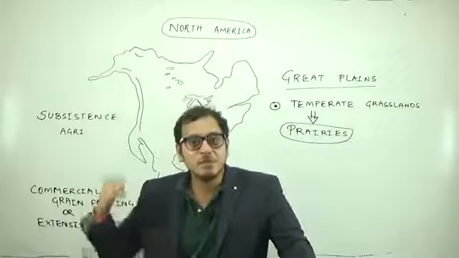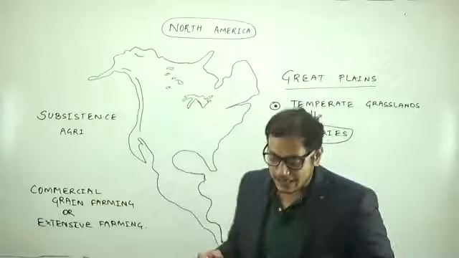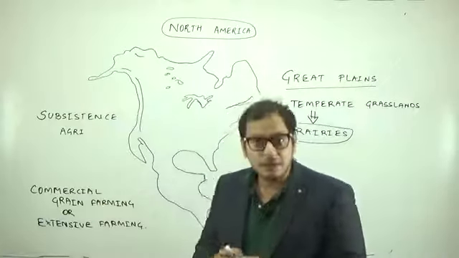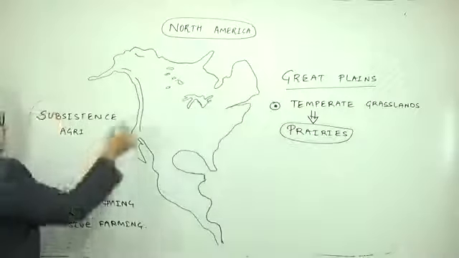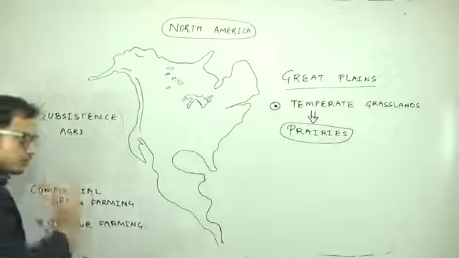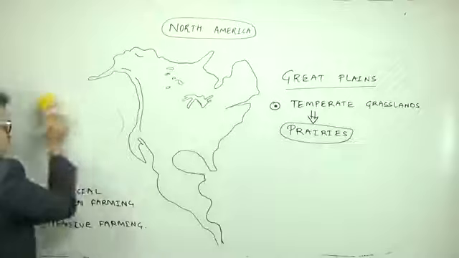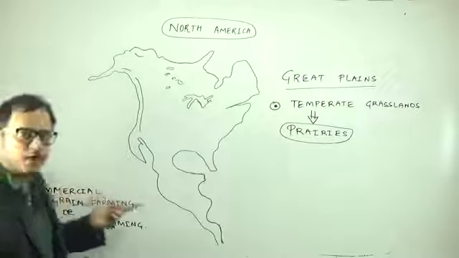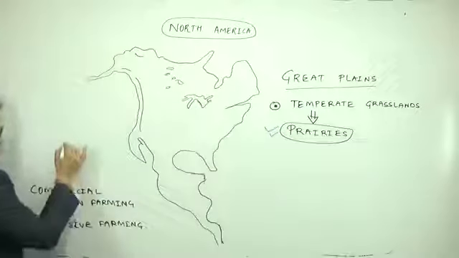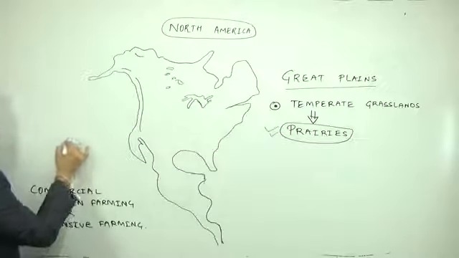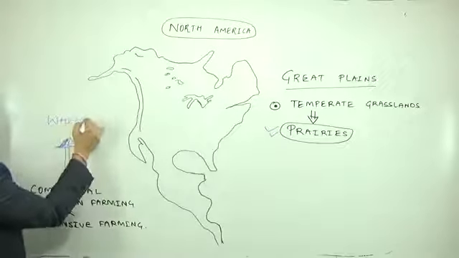So as a result, remember, commercial grain agriculture is a kind of agriculture which is practiced in the developed countries, and subsistence agriculture is practiced in the developing countries such as India. Now because we are not doing the Indian part, we will rub this. Remember that commercial grain farming is the most important farming in the prairie region, and in any kind of commercial grain farming, wheat is the most important crop in this region.